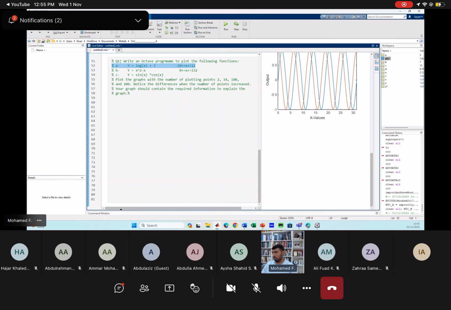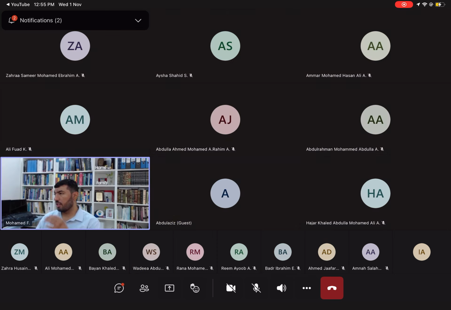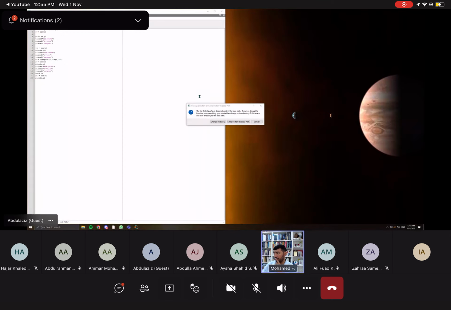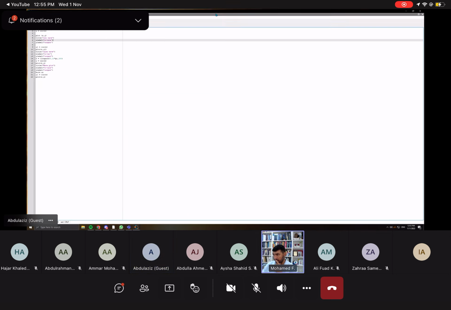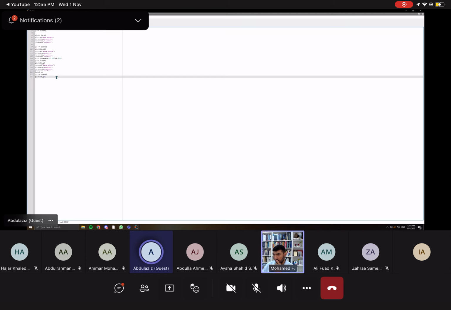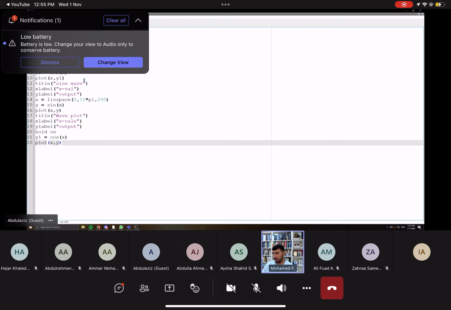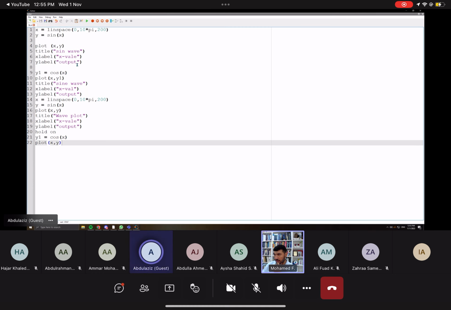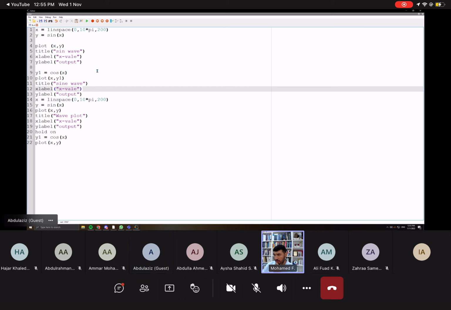Sir, how do I share my screen? There is a button beside the leaf on the top, yes. Can you see it? Increase the size. Click on Control and scroll up. Yes, so now we can see X is linspace 0 to 10 pi with 100 points, Y is sine of X, plot X and Y.